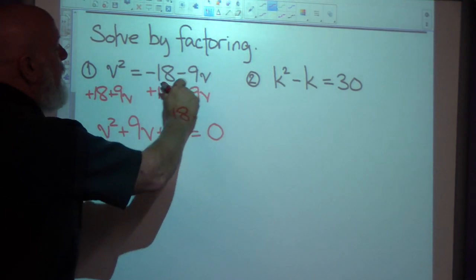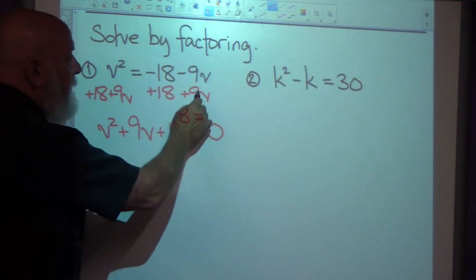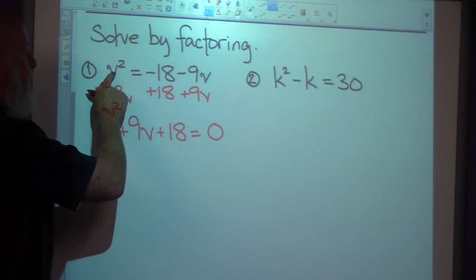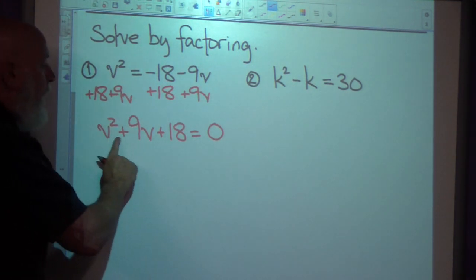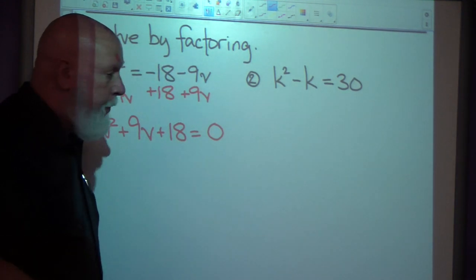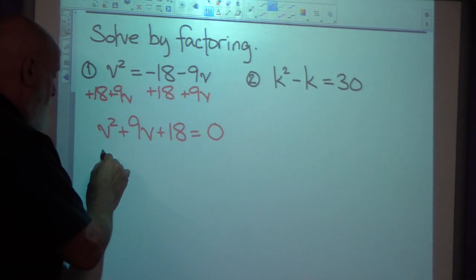So all of this is just a fancy zero. 18 minus 18, 9v minus 9v. This is 0 over here, and this side turned into v squared plus 9v plus 18. I wrote it in that order in standard form so it would be easier to factor. Now I'm going to factor this.